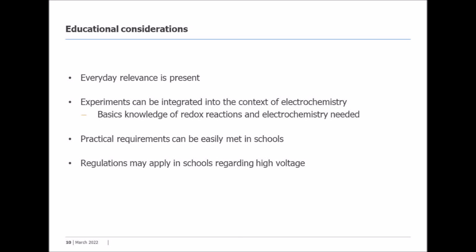A possible drawback could be the voltage sources used in schools, which often cannot reach voltages up to 60 volts. Instead, it can be decided to use only low voltages, since even between 5 and 15 volts distinctly colored layers are created. Alternatively, several voltage sources can be connected in series, where local regulations for science classes should be considered.